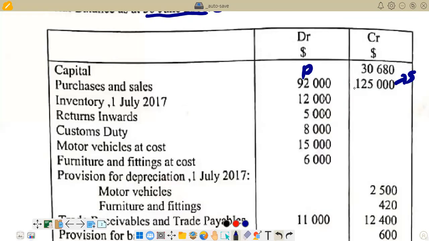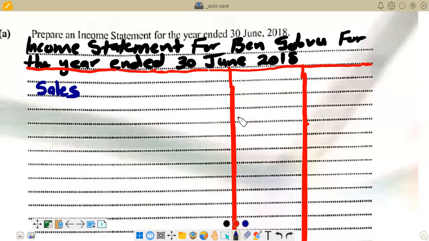So we want the sales. This one is our sales, so we're going to enter that in our income statement. Go to our answer section. Here on the answer section, we have our income statement for Benikobu for the year ended 30 June 2018. So the figure for sales that we have there is 125,000, which we enter in this column.